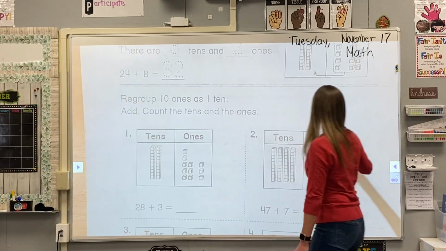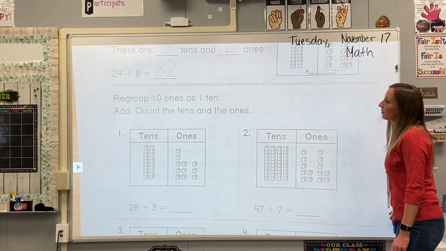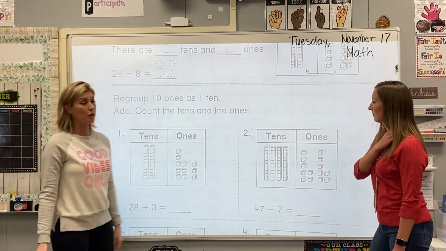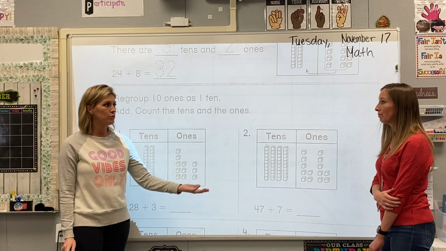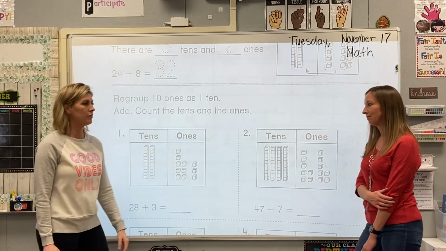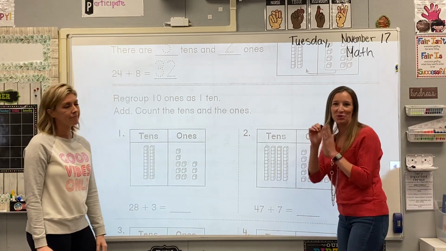You guys are really lucky because on this side of the page, they've already done most of the work for you. All they have to do is the group, scoop, and trade. They don't have to draw the models at all. I love group, scoop, and trade. I do too. It's pretty fun.